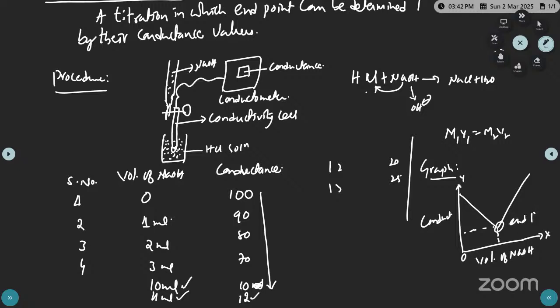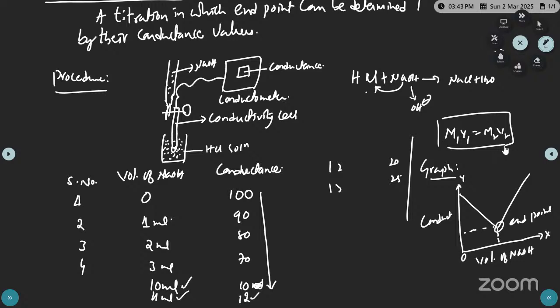So ఈ విధంగా end point ని మనం ఐడెంటిఫై చేయాలి and substitute that end point in this formula, we will get the concentration of the unknown solution. So this is about the conductometric titration. Okay. So what is conductometric titration?